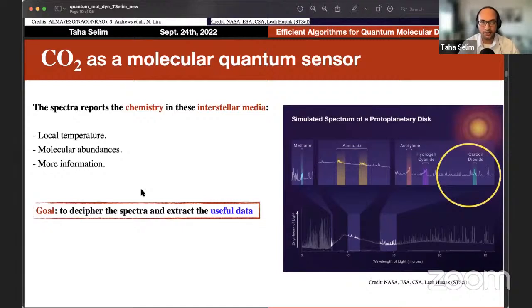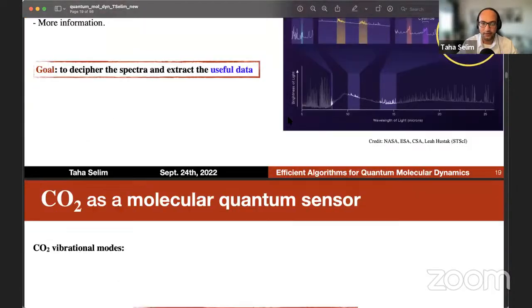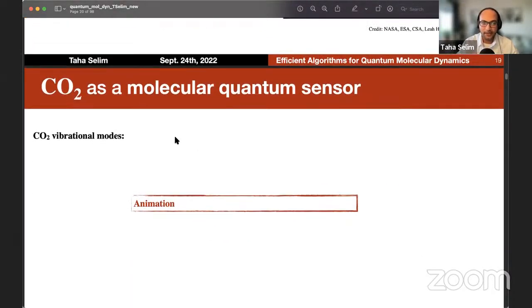Molecular astronomers, molecular physicists, and molecular astrophysicists want to decipher that spectrum. The spectrum reports a lot of information about the chemistry in this interstellar media. There is a lot of hidden information, for example the local temperature, the molecular abundances, the percentage or existence of these species, and much more. But for the sake of the discussion, the goal is to decipher the spectra and extract the useful information. In that sense, we have carbon dioxide as a molecular quantum sensor.